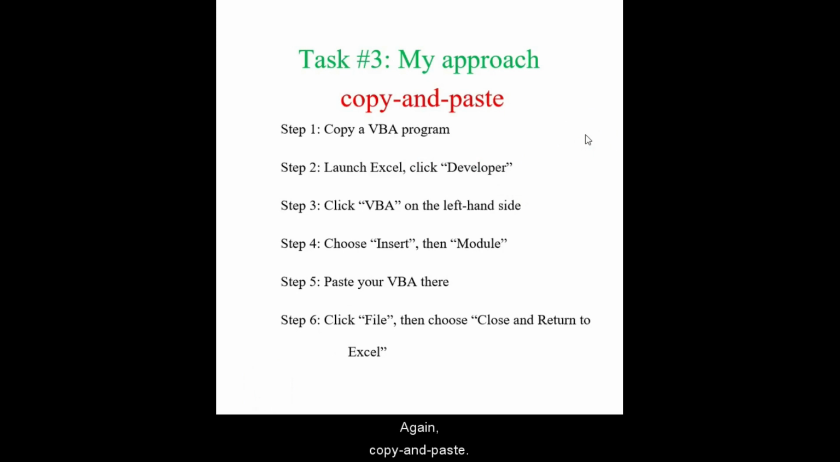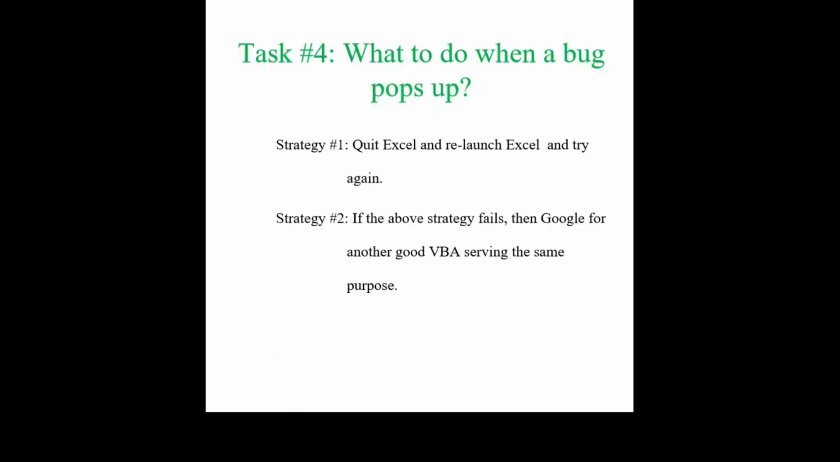Copy and paste. Again, copy and paste. Step 1. Copy a VBA program. Step 2. Launch Excel. Click Developer on the menu bar. Step 3. Click VBA on the left-hand side. Step 4. Choose Insert, then Module. Paste your VBA there. Then click File on the menu bar. Choose Close and return to Excel. That's it.